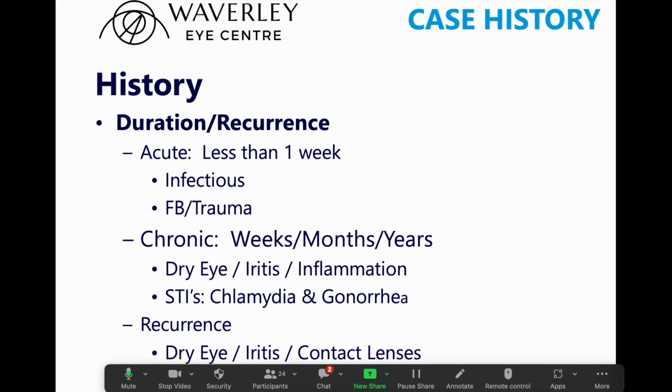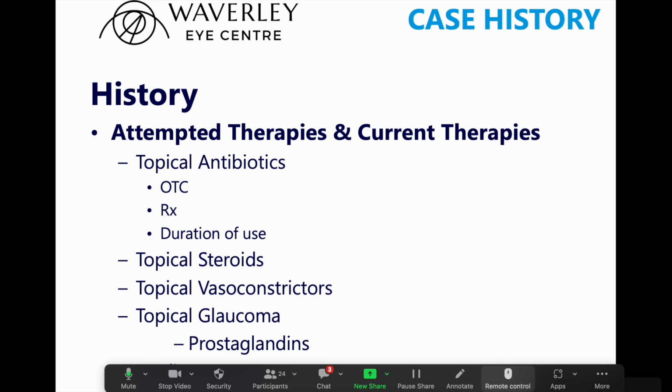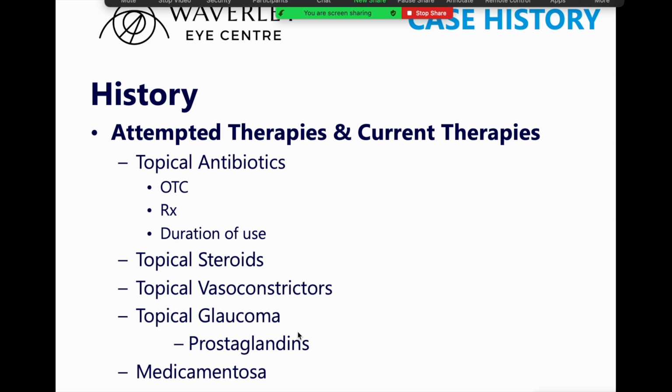I just actually had a guy in this morning with a red eye, and he said, oh yeah, this happened a month ago, and we dealt with it. That can help differentiate what your issue might be. Other questions that are fantastic to ask are what they've tried, what's worked, and what hasn't worked. This can also help you tease out what the problem might be.